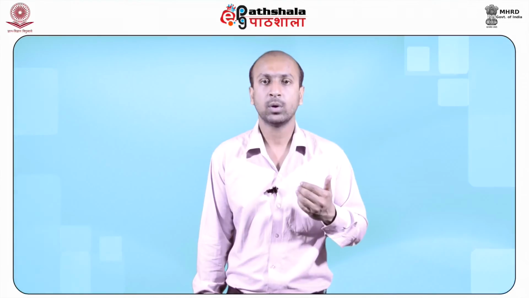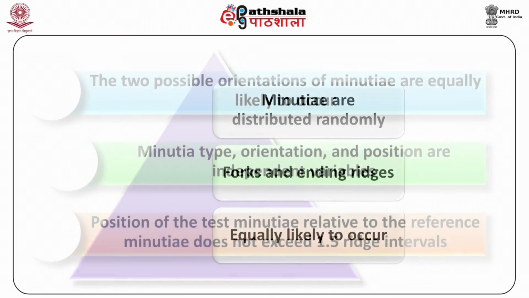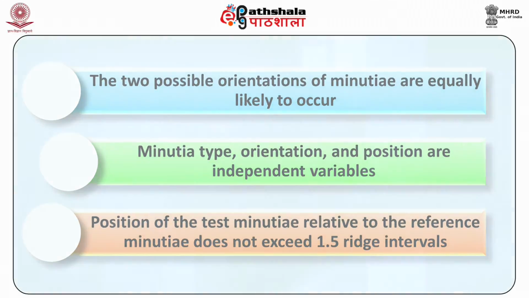Turing made the following assumptions. Minutiae are distributed randomly. Next, there are 2 minutiae types, forks and ending ridges. Next, the 2 minutiae types are equally likely to occur. Next, the 2 possible orientations of minutiae are equally likely to occur. Next, minutiae type, orientation and position are independent variables. Next, for repeated registration of one individual's finger, the uncertainty in the position of the test minutiae relative to the reference minutiae does not exceed 1.5 ridge intervals.